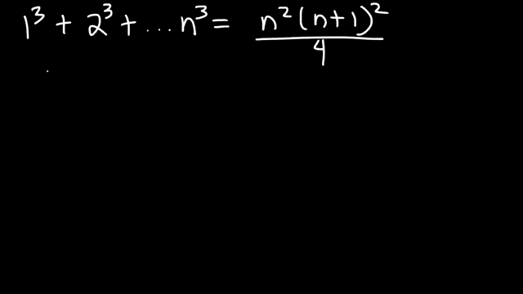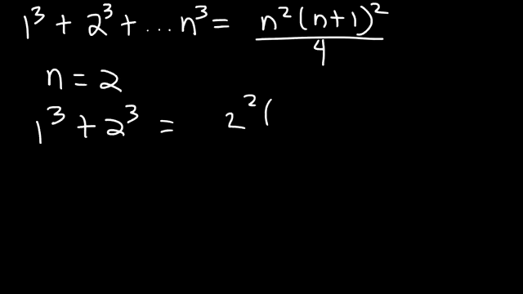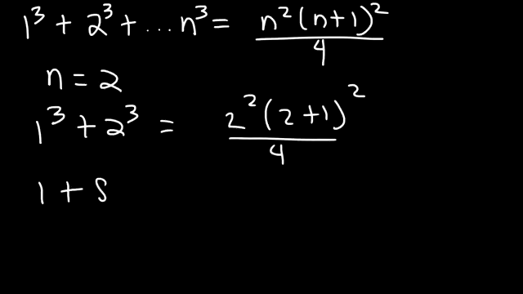N equals 2. So we need the sum of the first two terms. So 1 to the third plus 2 to the third power. That has to equal 2 squared times 2 plus 1 squared over 4. 1 to the third is 1. 2 to the third is 8. 2 squared is 4. 2 plus 1 is 3. And 4 divided by 4 is 1, so we can cancel that.